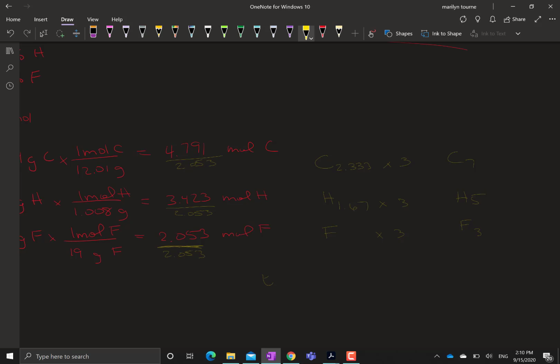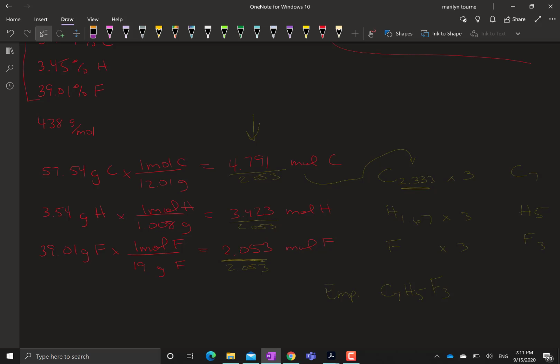So the empirical formula of this compound is C7H5F3. Remember I mentioned not to cut off your numbers? If, for example, in this step, you just did 4 moles of carbon, 3 moles of hydrogen, the answer that you would get here would not be exactly 2.333. You would then have the opportunity to not be able to multiply at the end by a whole number integer, by a digit that will get you to a whole number integer.